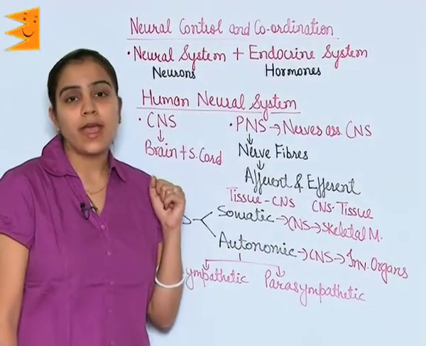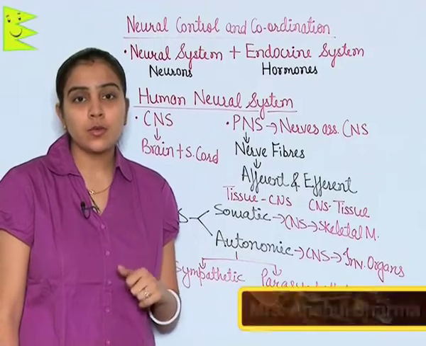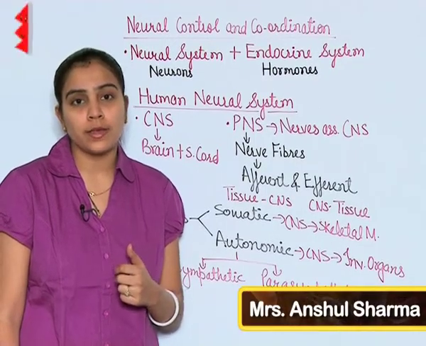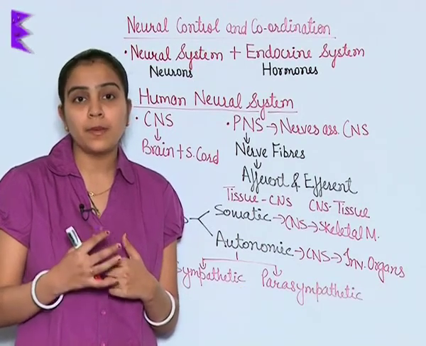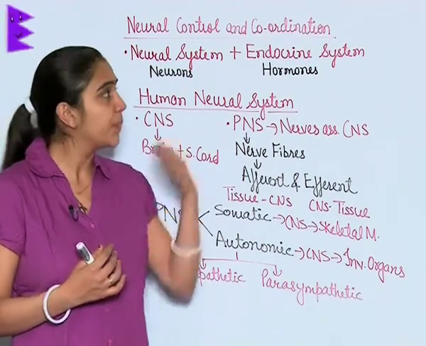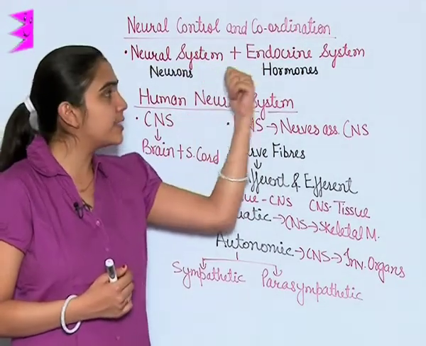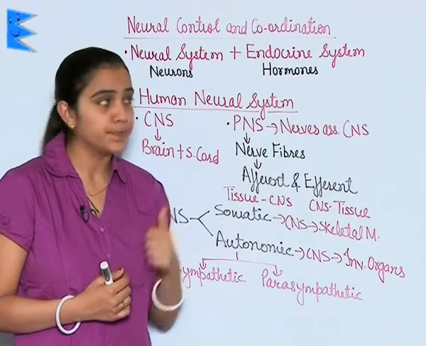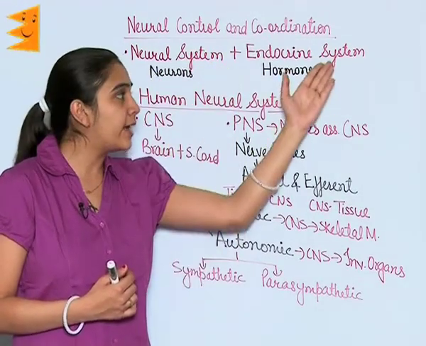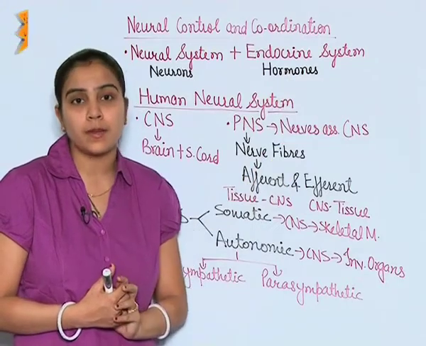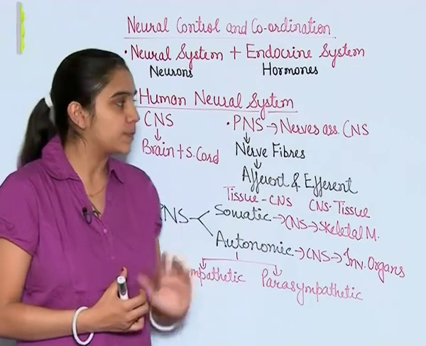Neural control and coordination. Coordination is the process through which two or more organs interact with each other and complement the functions of each other. This neural control involves two systems, neural system and endocrine system. Neural system is composed of neurons and endocrine system provides support through hormones or chemical messengers.